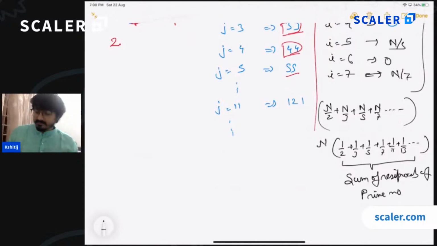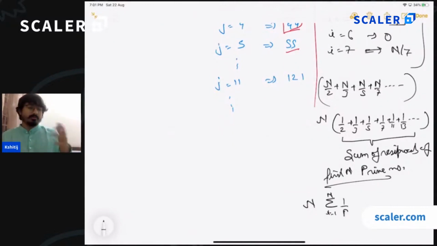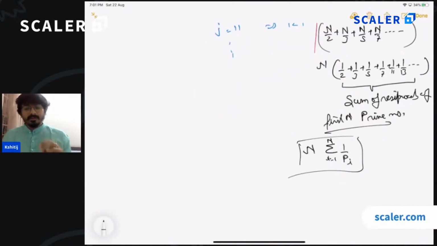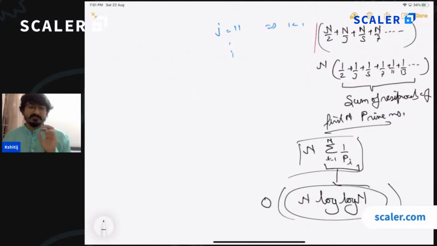Correct? So I can say this is equal to the sum over i equals 1 to n of 1 by p. All the prime numbers, the first n prime numbers, or maybe all the prime numbers which are less than n. This is the time complexity. Now if you are really good at mathematics, you will know that this whole sum can be approximated to log of n. So this is the overall time complexity of Sieve's algorithm.